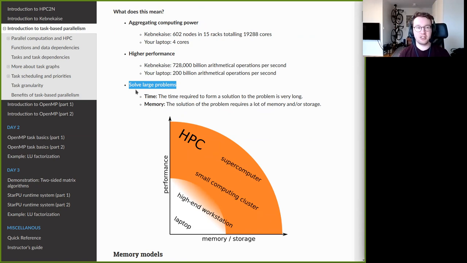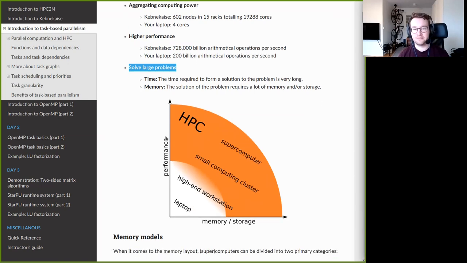The second reason that might make the problem big is that it takes so much memory or storage to store the data and the output from the solution. And this might make the problem large as well. And of course, in many cases, it's a combination of both, because when you have a lot of data to process, then it naturally takes much longer to compute the result from that data. So they are not mutually exclusive.